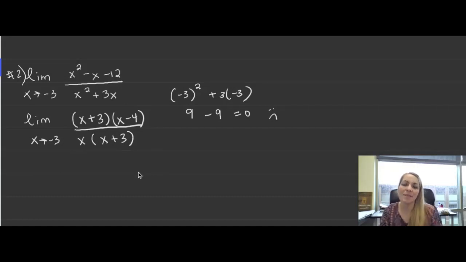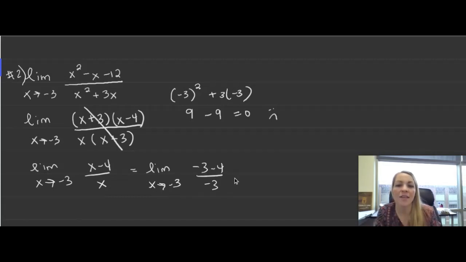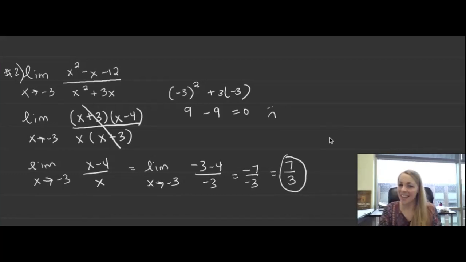By factoring, I'm able to make a 1. x plus 3 divided by x plus 3 is 1. And I can do this because the top is multiplied and the bottom is multiplied. So on the top, I have x minus 4 over x. And now I just need to plug negative 3 in. So I plug negative 3 in the top and the bottom. Negative 3 minus 4 over negative 3, and that's negative 7 over negative 3, and a negative divided by a negative is positive 7/3. So that's the answer to this one, and I got this by factoring and making a 1.